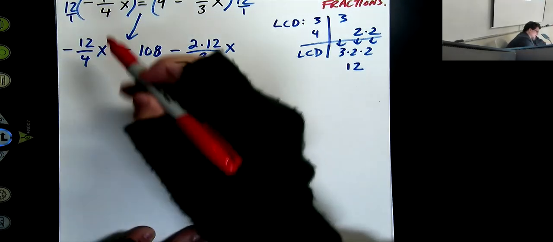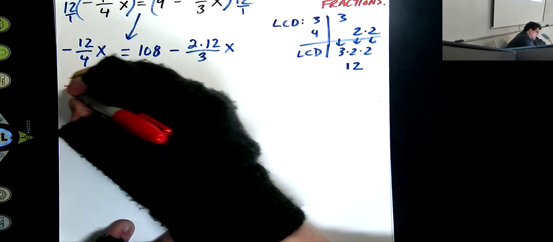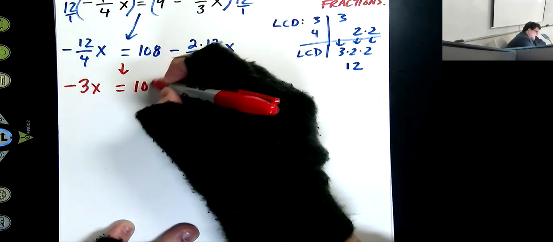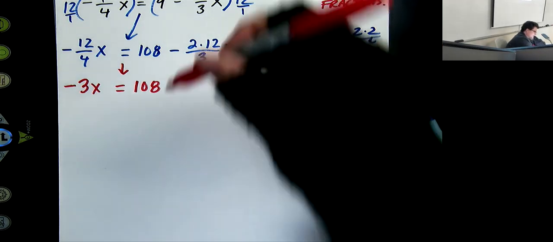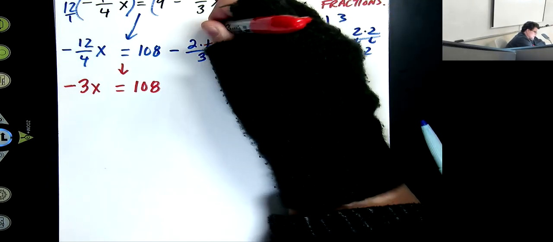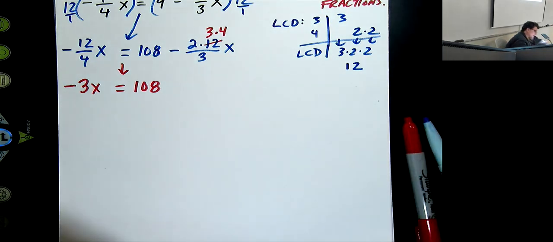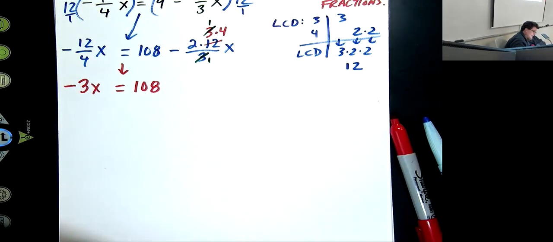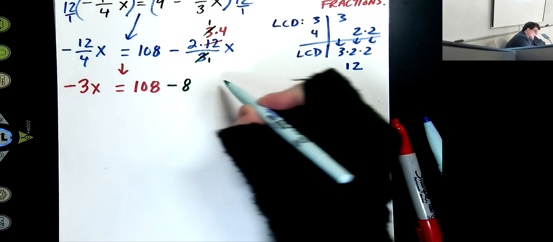All right, so let's start cleaning this up. 12 divided by 4 is 3. So this becomes negative 3x. And I got my 108. Rather than multiplying this and dividing, 12 is 3 times 4. If I replace the 12 with 3 times 4, I can see that I can cross off the 3's now. And I'm left with 2 times 4, which is 8, and then an x.